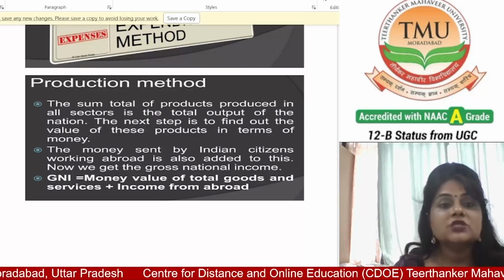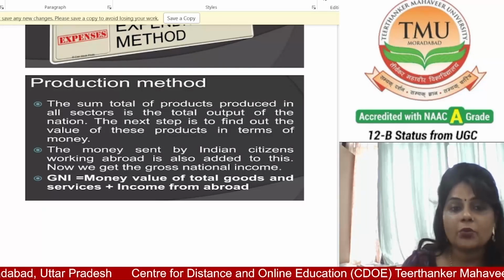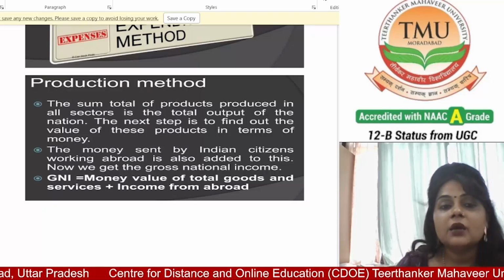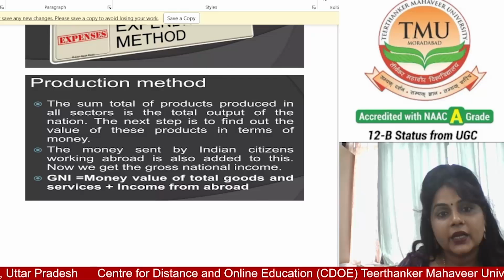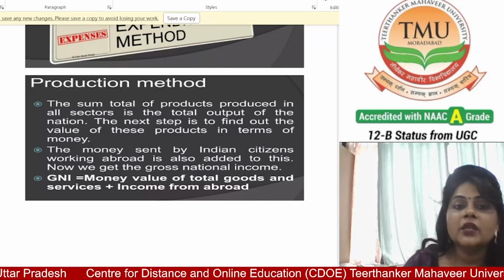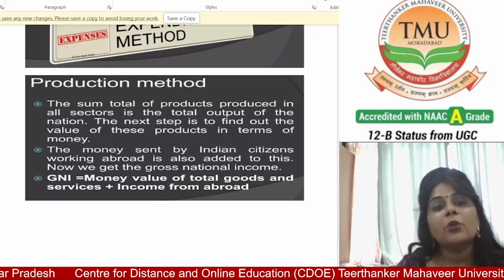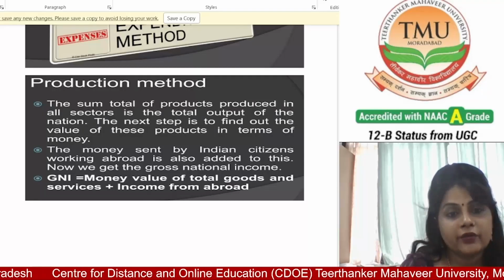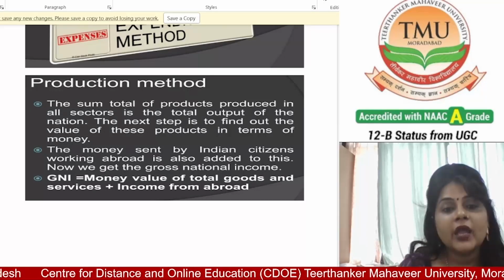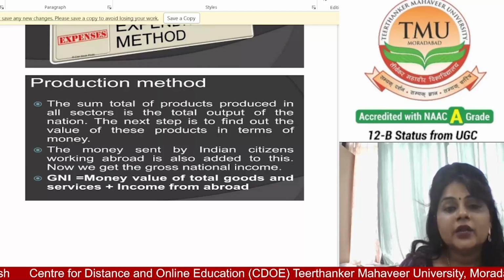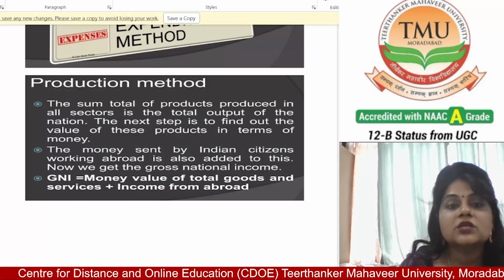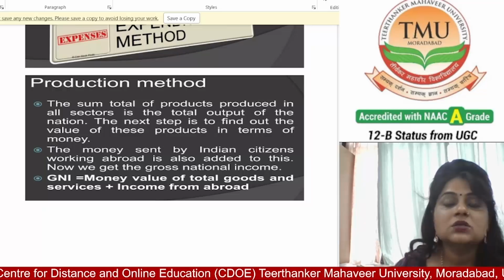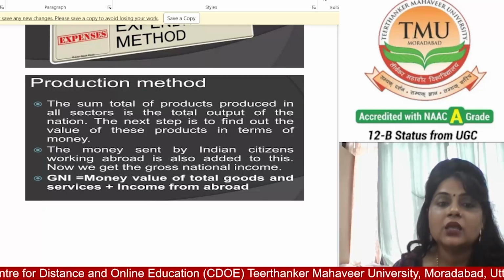So the final step is to calculate net factor income from abroad, NFIA. To get national income, NFIA is added. The NFIA, net factor income from abroad, is added to the domestic income of the country. National income, or NNP, net national product at factor cost, is equal to domestic income or NDP at factor cost plus NFIA.